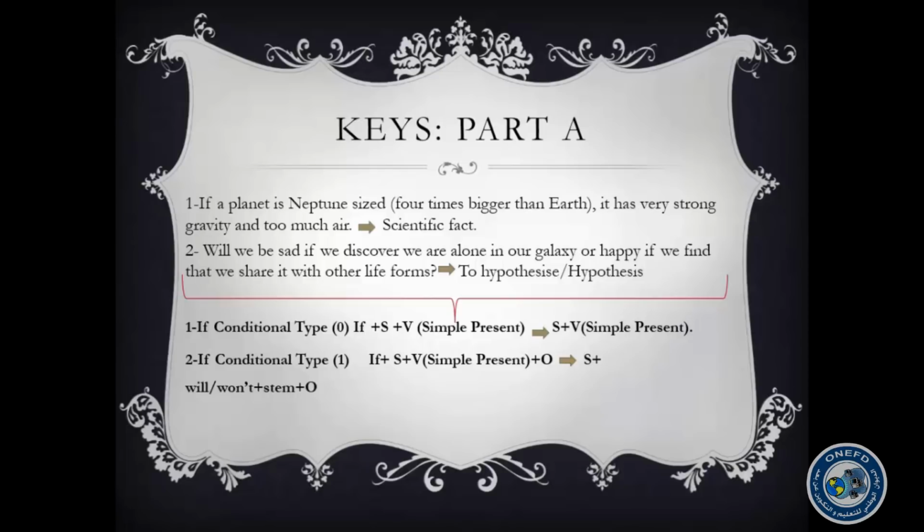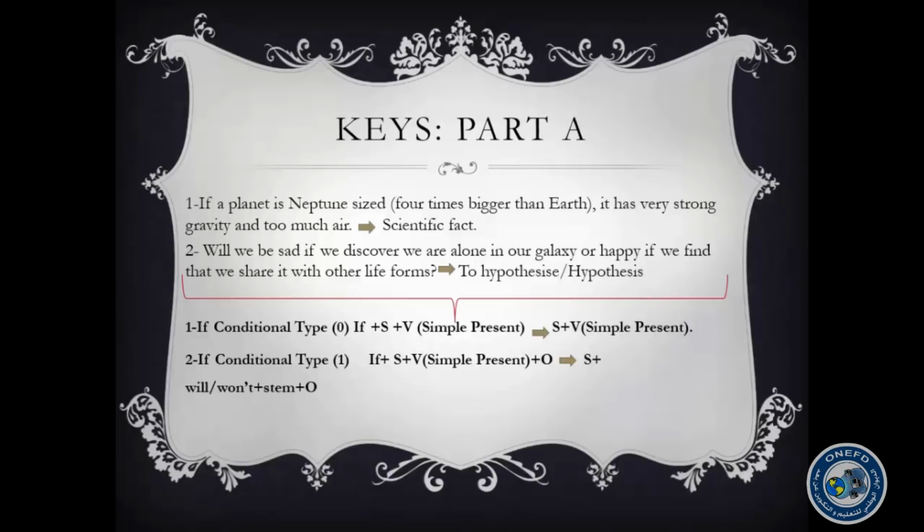Sentence number 2 is if conditional type 1. Again, we have the if clause, if plus subject plus present simple plus object equals subject plus will, or the negative form of will, which is won't, plus stem, meaning the verb in the infinitive without the to, plus object. And this type of conditional, we use it to express a hypothesis. So the if conditional type 1 is not like the if conditional type 0, because whereas the results of the if conditional type 0 are always 100% true and always happen, in the if conditional type 1 the results may happen. There is a big possibility, a big chance they are going to happen, but there is still the chance that they will not happen. It's not 100% true or correct.